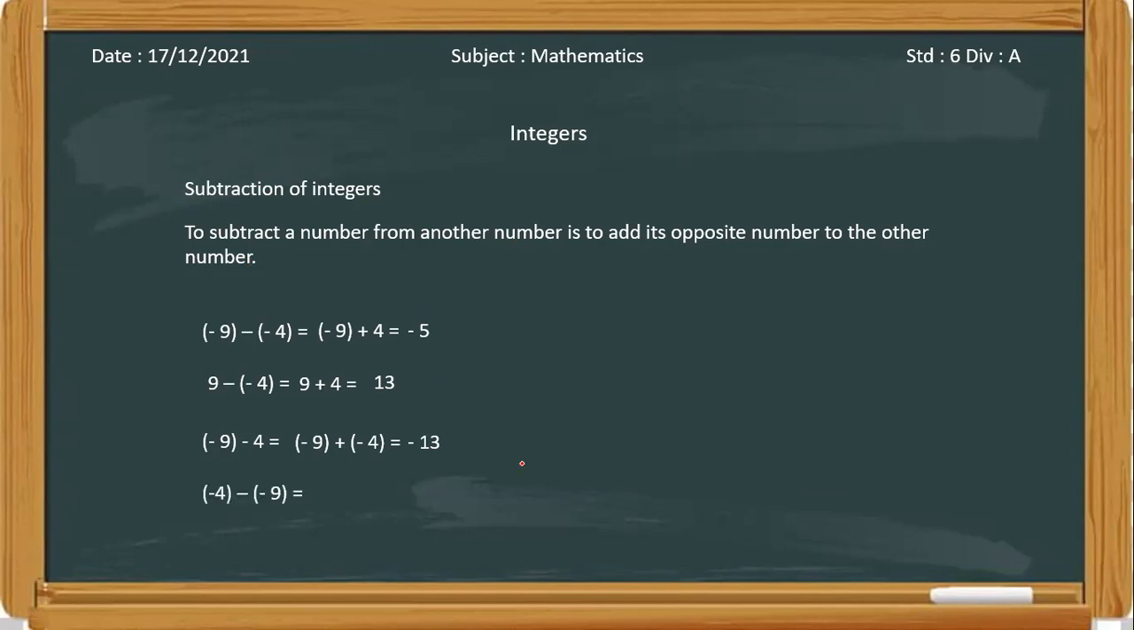Okay, the next one is -4 minus of -9. We have to subtract two negative numbers. So what are we going to do? We are going to write this -4 as it is. Instead of the minus sign, we are going to write the addition sign, and we are going to write the opposite of -9, which is 9. So our sum becomes -4 plus 9.